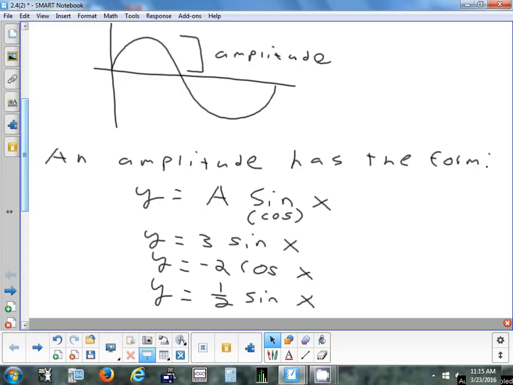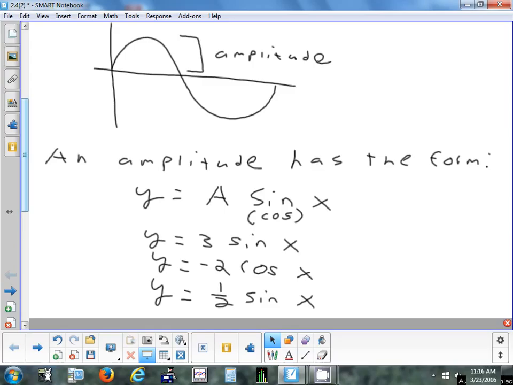Anybody have a guess what putting a 3 in front would do to the sine function? It's going to change the height. You think it would make it taller or shorter? It makes it taller. This is one of the transformations where what you see is what you would expect. Put a number bigger than 1 in front, it's going to make it that many times bigger. How about 1/2 sine x? It's going to make it smaller. In fact, it's going to make it half as tall.